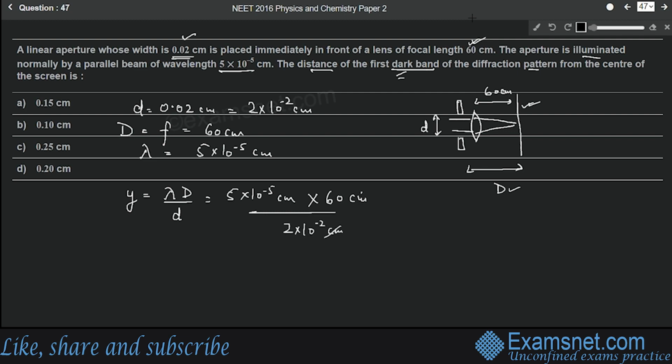Okay, so 2 into 30 will be 60. Here we get 5 into 30, that means 150 into 10 to the power minus 5 plus 2 centimeter. So 150 into 10 to the power minus 3 centimeter, that means 0.15 centimeter. Okay, so option A will be the correct answer.